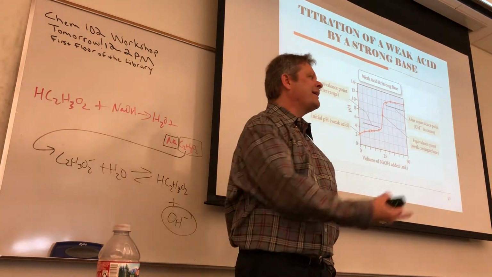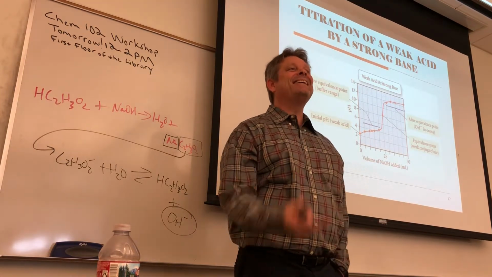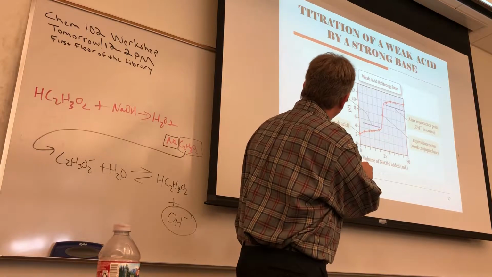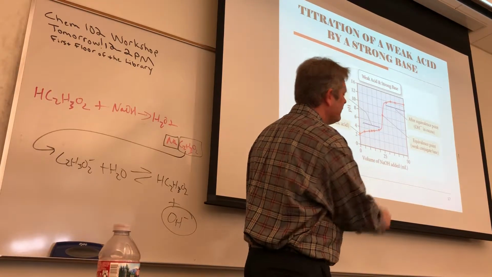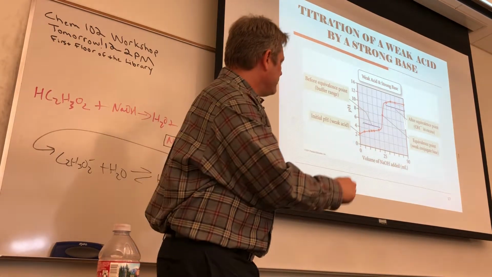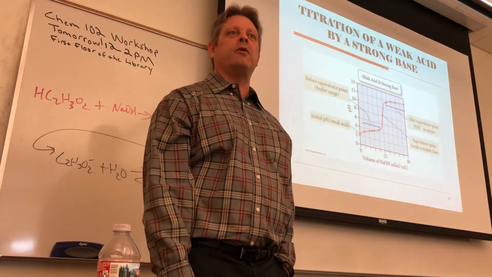Oh, so it's like a buffer. Yes, it's creating a conjugate base. This is the buffer region, before the equivalence point. Because after here, is there any buffer? No. All you have there is a whole bunch of strong base. You have a bunch of OH minus in there.